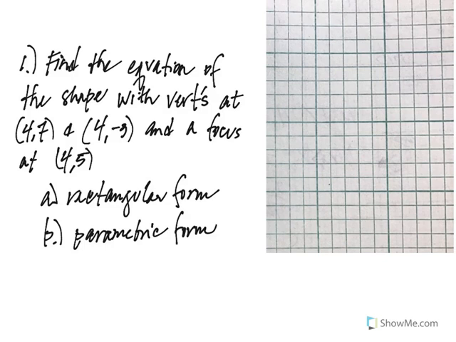So here's a warm-up that I'd like you to try. Hit pause, work it, and then hit play. I'm going to work it now. All right, so I got a shape with vertices at (4, 7), (4, -3), and a focus at (4, 5). Got that labeled there, which means by using symmetry, I've got another focus at (4, -1). I got a center at (4, 2).